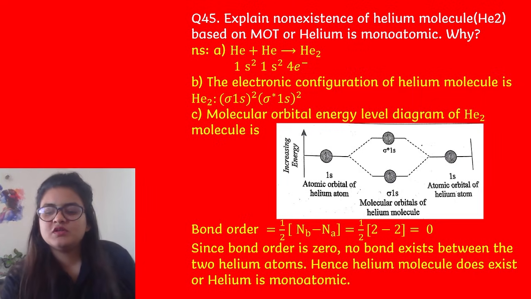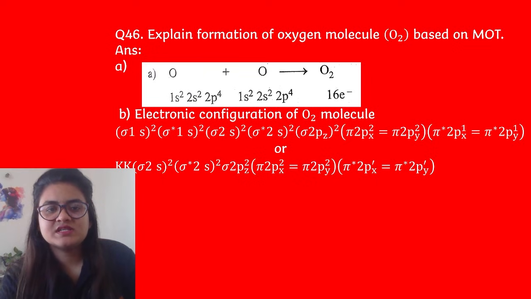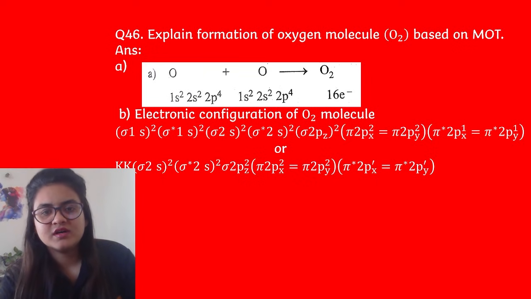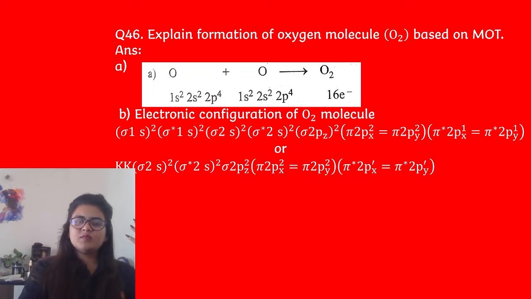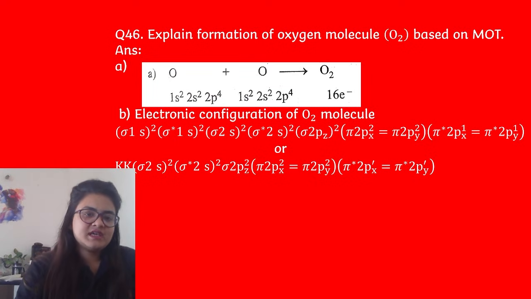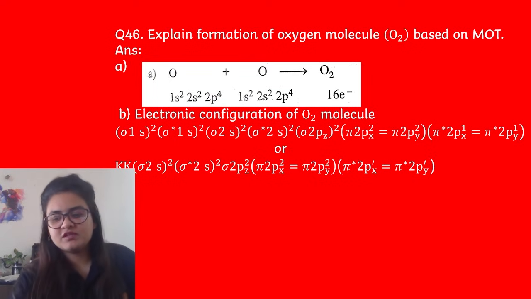Okay, so let's proceed with the next question. Explain the formation of the oxygen molecule on the basis of MOT theory. So let me draw the MO for oxygen. The normal electronic configuration, I guess you know, is 1s2, 2s2, 2p4. Just let me show you the MO diagram for oxygen.